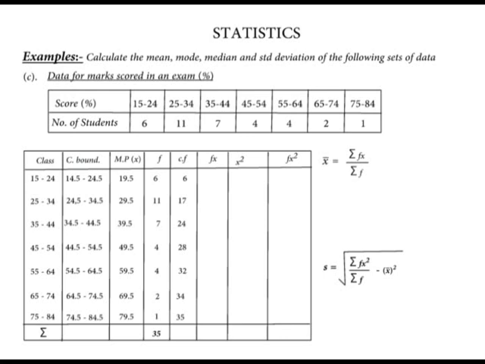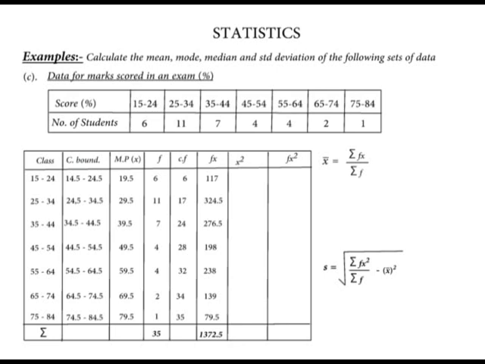Then f times x, we multiply the frequency times the corresponding midpoint. 19.5 times 6 gives us 117. 29.5 times 11 is 324.5. 39.5 times 7 is 276.5, all the way to the last one, 79.5. The summation of fx will be equal to 1372.5.